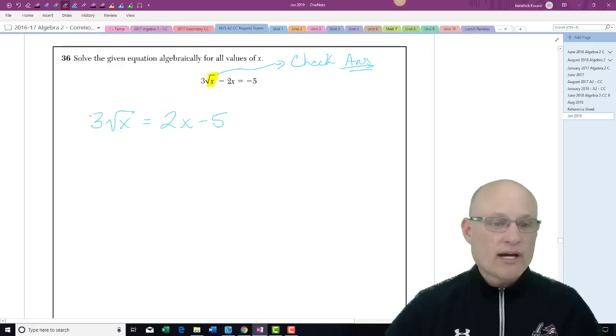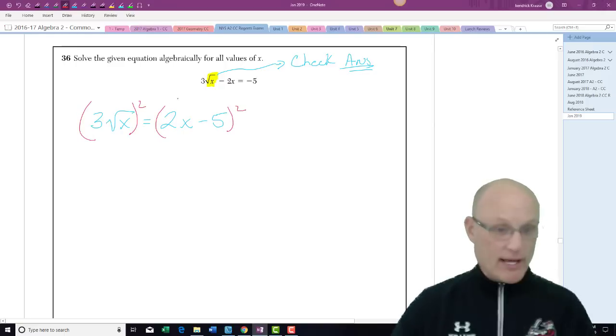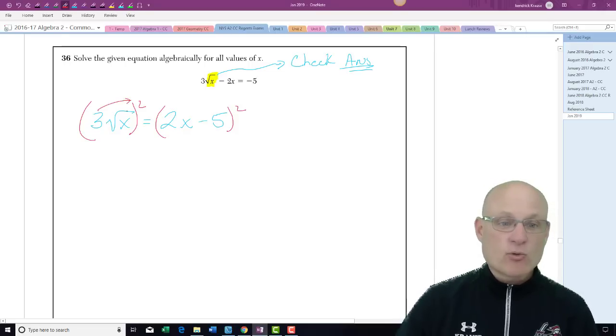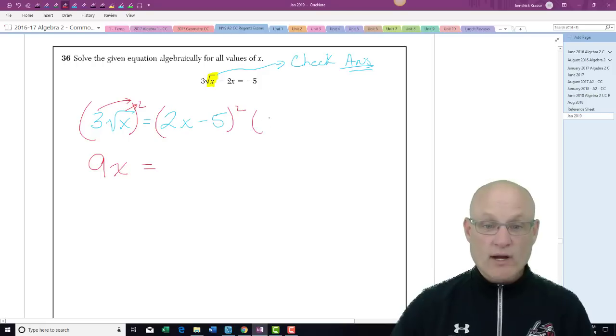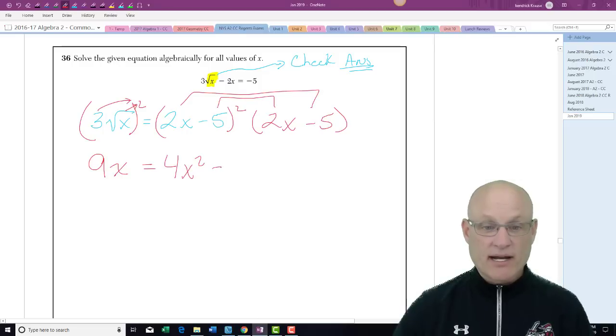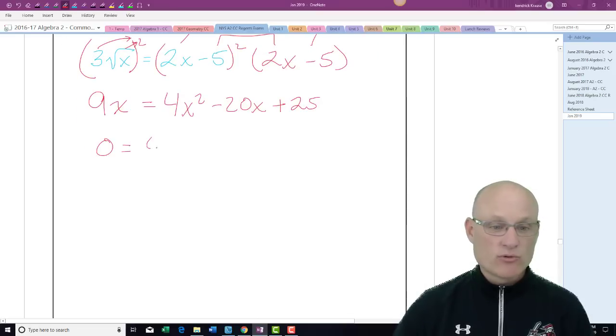I'm going to square this side and square this side. And I'm allowed to do that. But you got to remember, the 3 gets squared and the square root of x gets squared. So this side becomes 9x equals, now we'll write this twice. I'm going to simplify it a little bit. It's 4x squared minus 10x and minus 10x. That's minus 20x plus 25. Bring the 9x over. I get 0 equals 4x squared minus 29x plus 25.